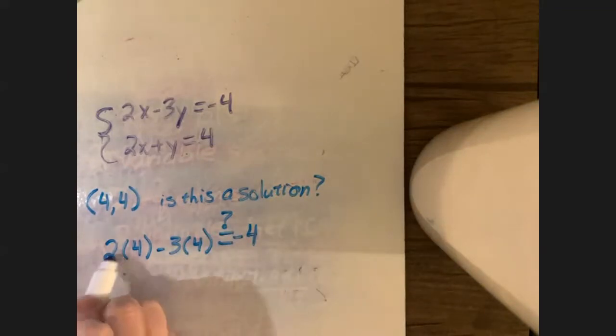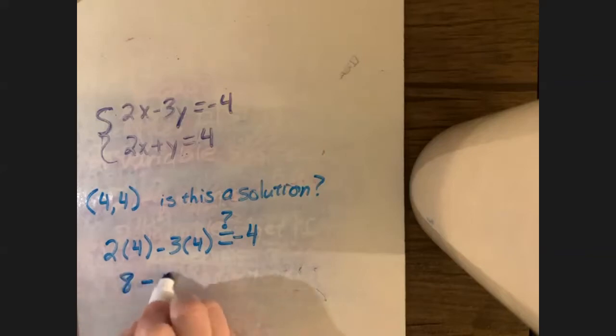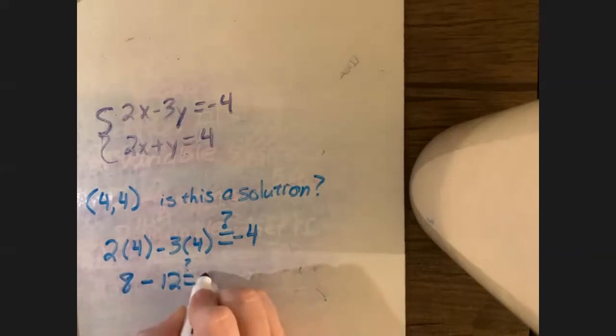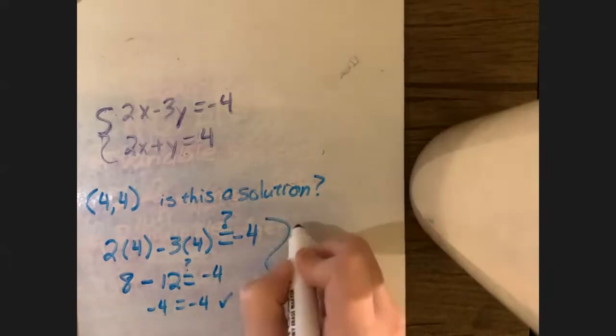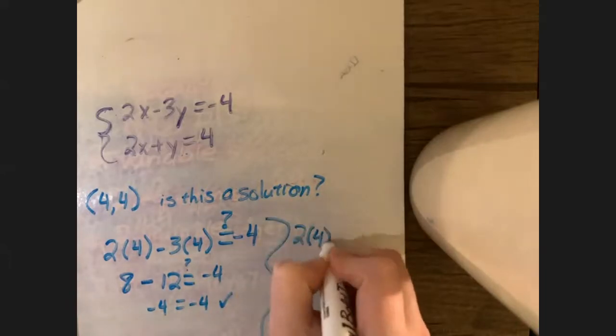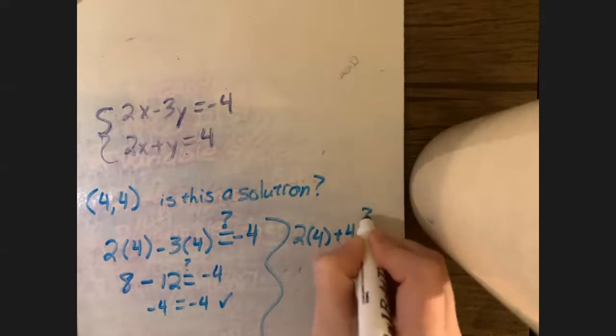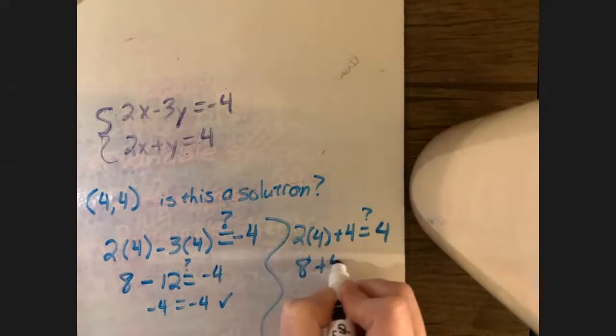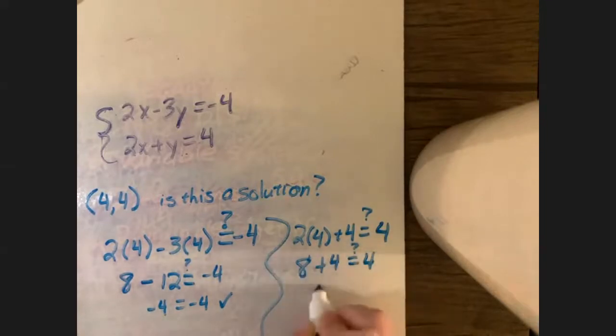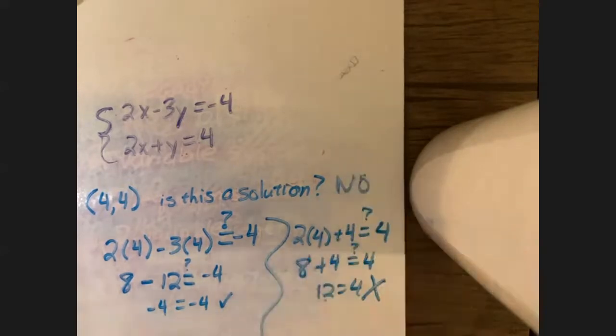Okay, so 2 times 4 is going to be 8 minus 12. I'm still checking whether or not that equals -4. Sure enough, I get -4 equals -4, so it worked in the first one. But in order to be a solution, it's got to work in both. So now I'm going to plug it into the other one. I'm going to do 2 times 4 plus 4, and I'm checking whether or not that equals 4. I mean, 8 plus 4 equals 4. That's 12 equals 4. No. So is this a solution? No.